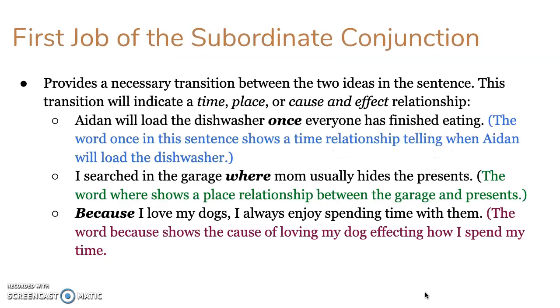Okay. So the first job of a subordinating conjunction is to provide a transition between two different ideas in the sentence. That could be a transition of time, a transition of place, or a cause and effect relationship. Okay, so for instance, Aiden will load the dishwasher once everyone has finished eating. Well, that tells me that it can't happen until after the eating is finished, so that's a time shift, right?